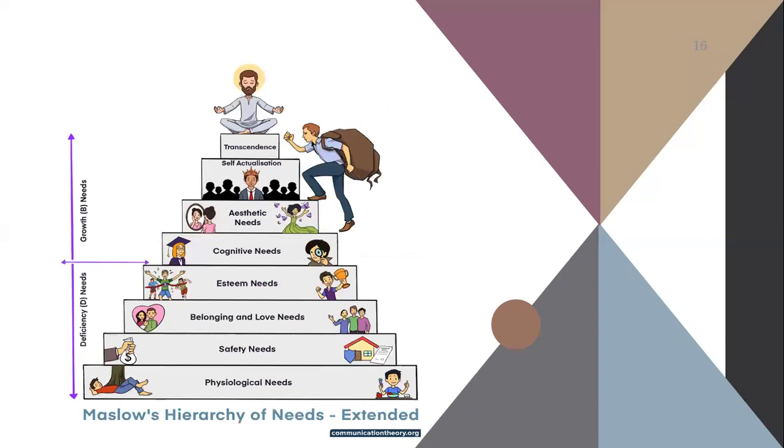This is the diagrammatic representation of the extension. At the topmost, we see cognitive needs, aesthetic needs, then comes self-actualization, and then transcendence. A person that has transcendence needs will help others to achieve self-actualization as well.